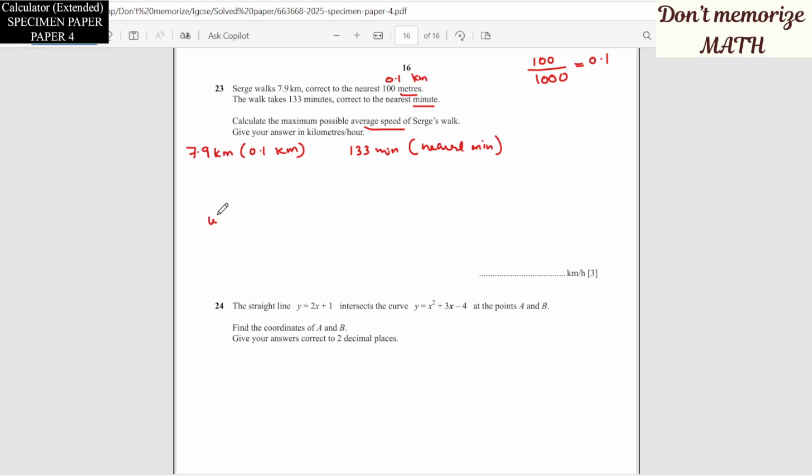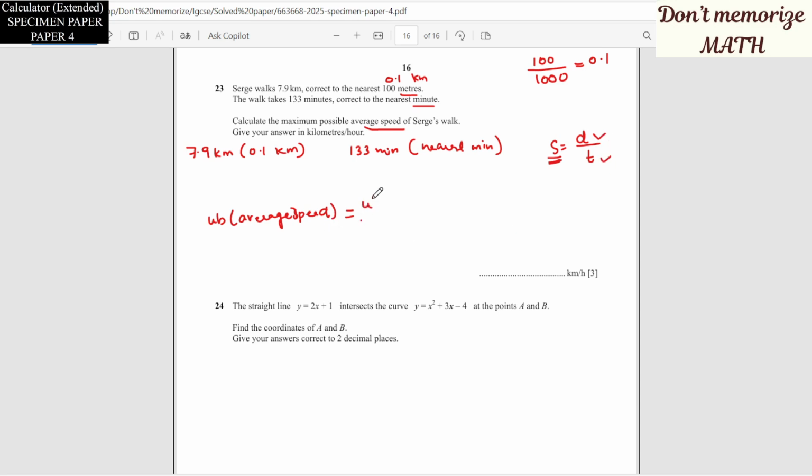So how to find the upper bound of average speed? How to find the speed? Speed is distance over time, right? So I'll write here speed is equal to distance over time. We need to find the upper bound of speed. Upper bound of speed will be upper bound of distance divided by lower bound of time.